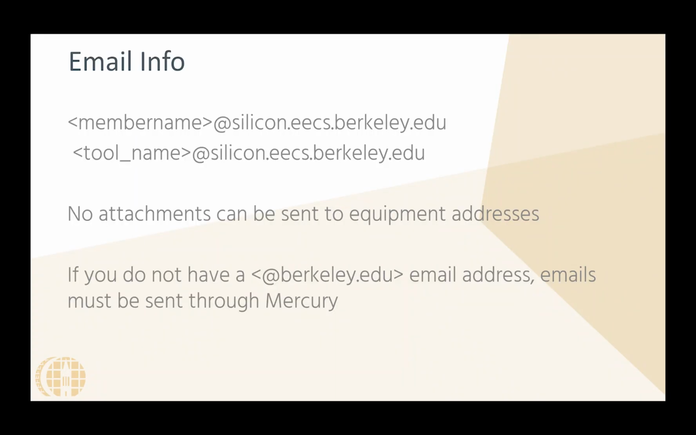If you need to email a lab member, you may contact them by emailing membername@silicon.eeks.berkeley.edu. You may also email everyone qualified on a tool by emailing the tool name at silicon.eeks.berkeley.edu. These are forwarding email addresses. You do not have an additional inbox you need to check. If you do not have a Berkeley email address, you must send emails to these aliases via Mercury.